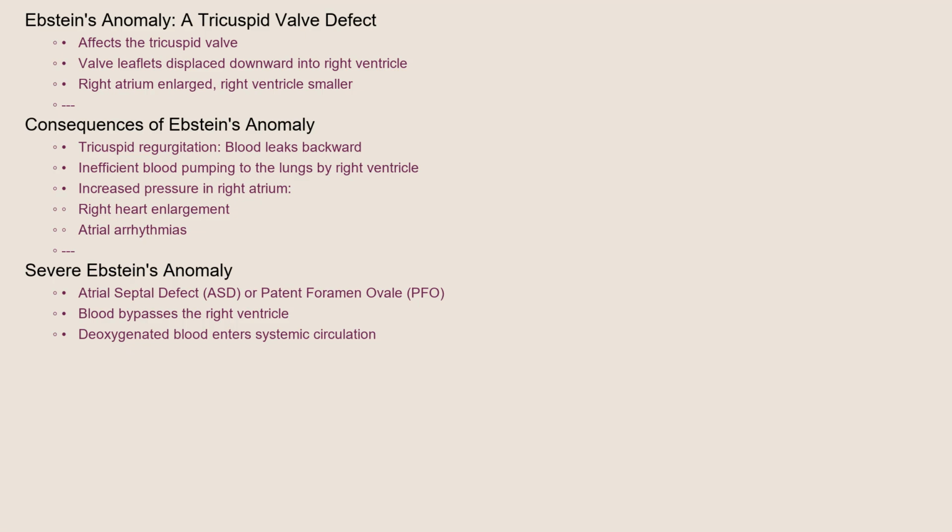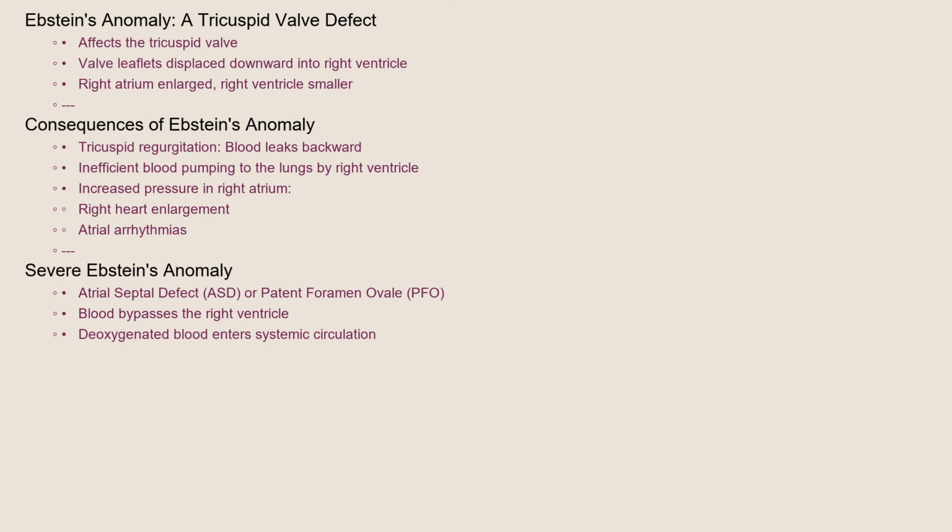Ebstein's anomaly fundamentally alters the tricuspid valve, the valve located between the right atrium and right ventricle. Instead of properly separating these two chambers, the valve leaflets are displaced downward into the right ventricle. This displacement effectively makes the right atrium larger than normal and the right ventricle smaller. This malformation results in several critical problems.